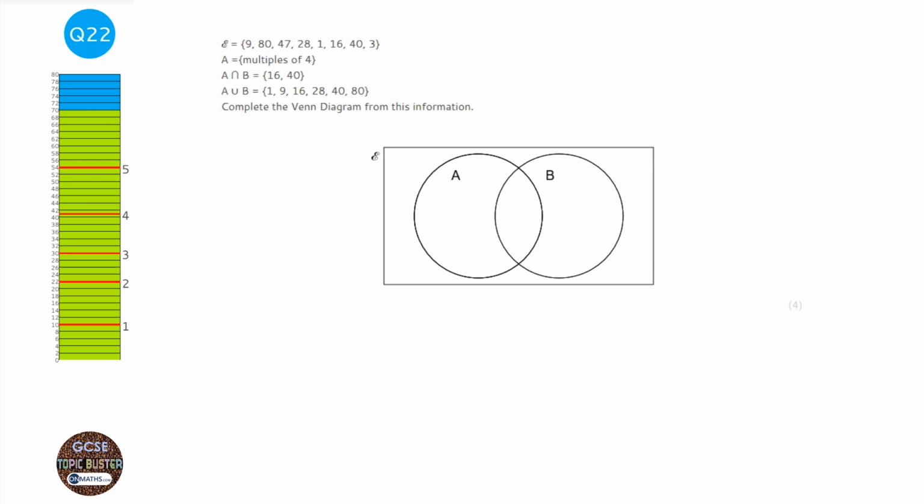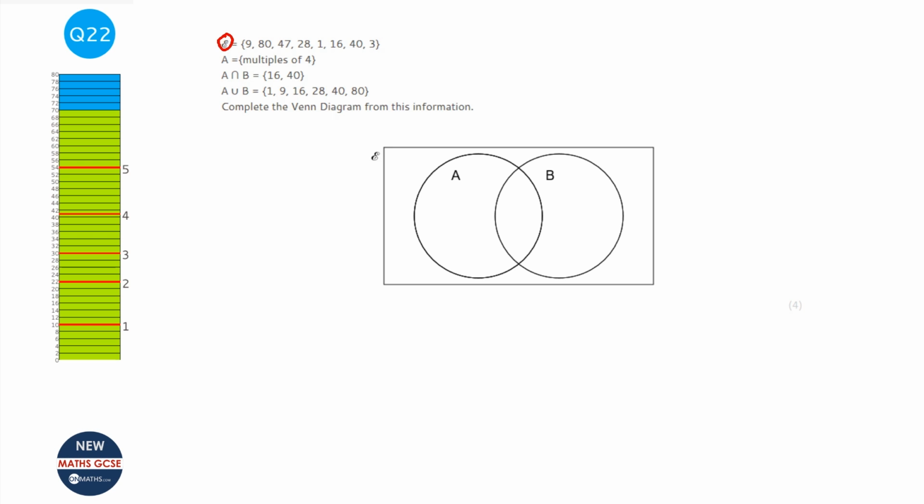Okay, so in this question we've got a Venn diagram, and we're supposed to fill it with all the numbers from the information shown at the top. So we need to go through the notation. Notation's pretty basic when you know what you're doing. This little E symbol here just means everything. That means those are all the numbers we're going to use in this question.